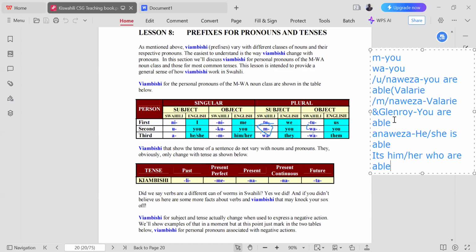When you say he is able, it is on the subject part. You say he, the subject, he is able. Then somebody asks you, who is able? Now that turns the same subject to be an object. Now you say it is him or it is her who is able.